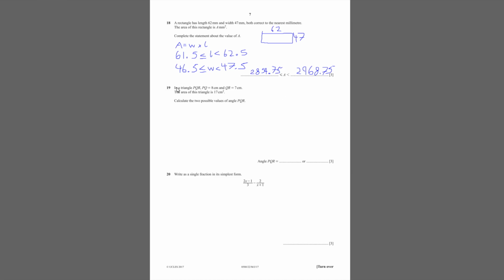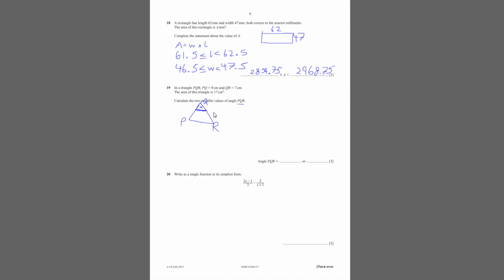Next up, question 19. In a triangle PQR, PQ is 8 centimeters and QR is 7 centimeters. The area of this triangle is 17 centimeters squared. Calculate the two possible values of angle PQR. So, to do this, we first should draw our triangle to see what we're dealing with. We have Q, we have P, and we have R. Angle PQR is this angle here. This is the unknown we're looking for, and for the moment, I'll call it X.